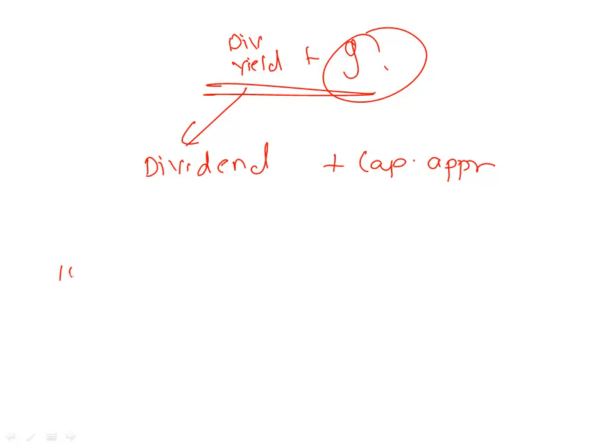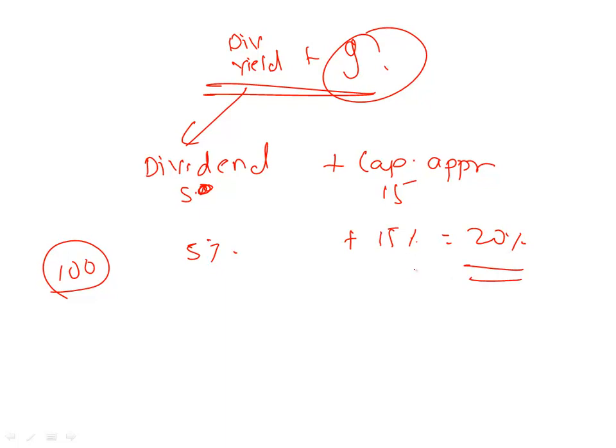So if your stock is at 100 rupees, you expect a dividend of 5%, that means 5 rupees, and you expect that your stock will appreciate by, let us say, 15 rupees. So this is 5% plus growth rate of 15%. So your cost of equity is 20%. Are you clear with the logic?